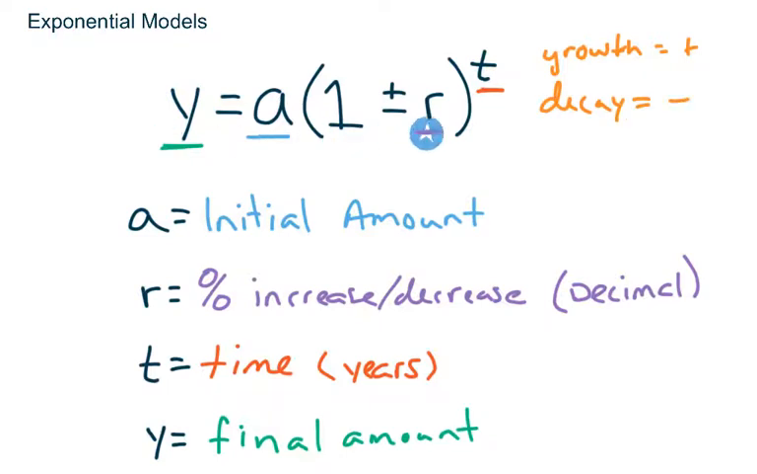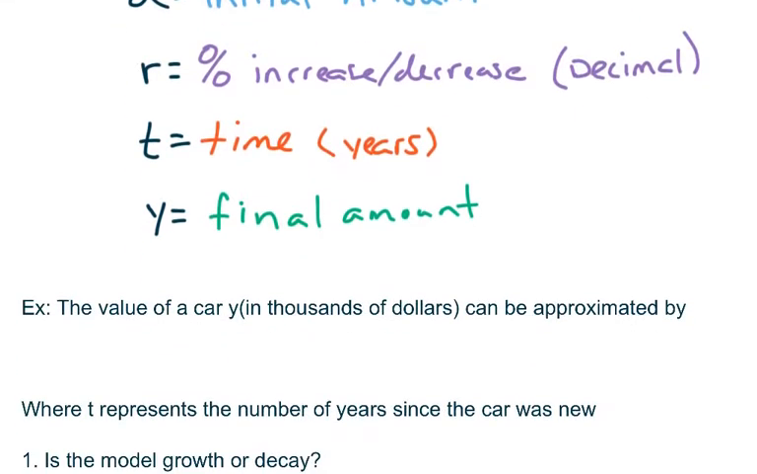But the other variables mean exactly the same thing. Initial amount, growth or decay rate, time, final amount. The only thing that's going to change is this plus or minus. Okay? So, let's try an example here.